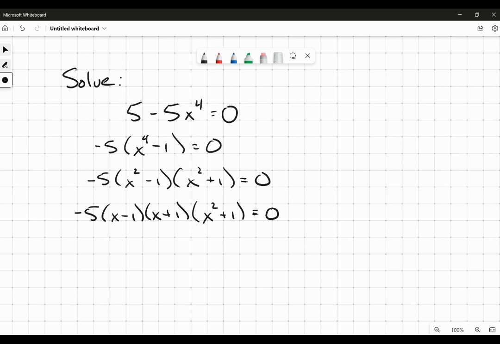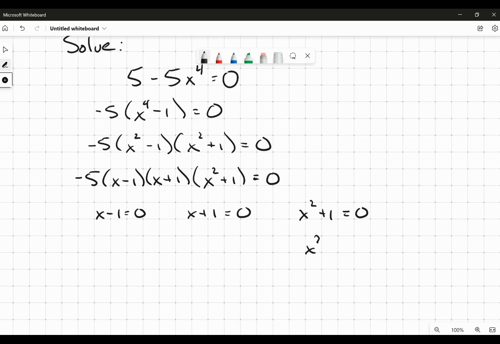Now, in this case right here, I'm going to take each factor here and set it equal to 0. Now, clearly the negative 5 is not what's making that product equal to 0. It's either the x minus 1 equaling 0 or the x plus 1 going to 0. Now, the x squared plus 1 could equal 0, but we run into a problem right here. This is what we were talking about before here, taking the square root of negative 1 here.